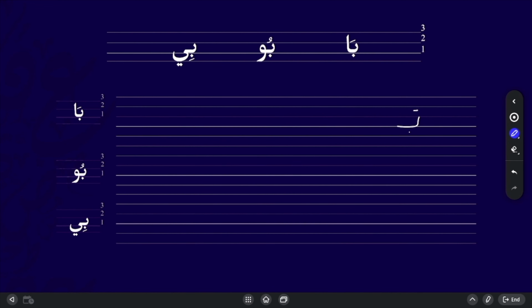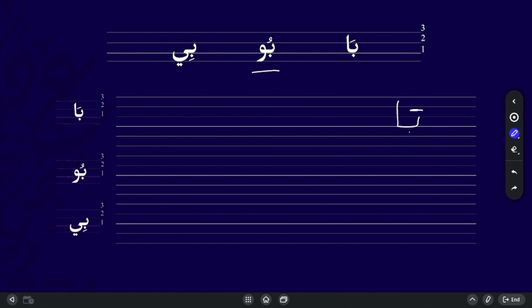You know this is a ba. We've used the short vowel already. And you add the alif. This is ba. You can keep the short vowel, of course, because you can think of the long vowel as a booster to the short vowel.